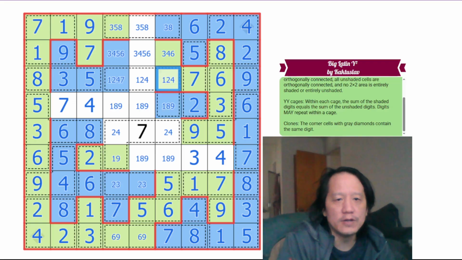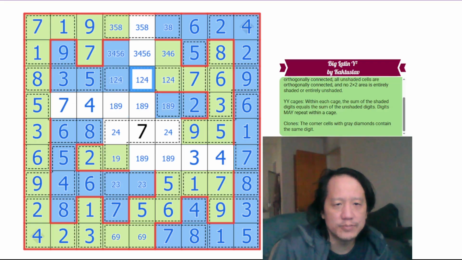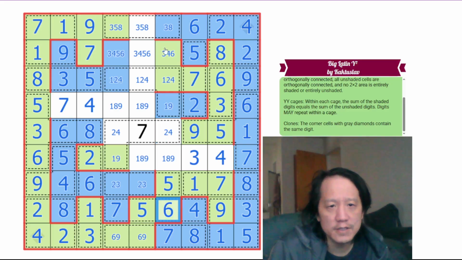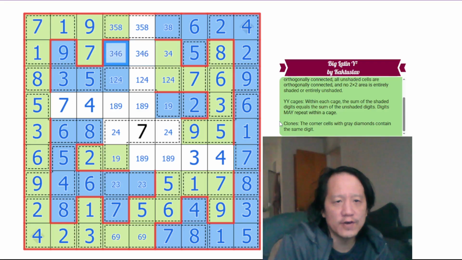7 cannot be here. Again, this must add up to an even amount. And this is odd, 1, 2, and 4. So this cannot be 8. This is 1 or 9. 6 eliminates 6 here. This can't be 5 anymore. 3, 4, and 6.